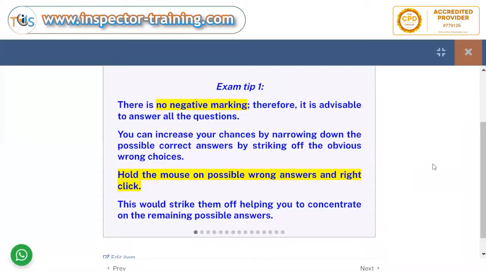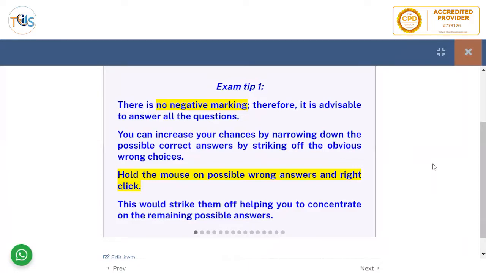Exam tips for API 1169 Pipeline Construction Inspector. There is no negative marking, therefore it's advisable to answer all the questions. You can increase your chances by narrowing down the possible correct answer. You can do so by striking out the obvious wrong choices.